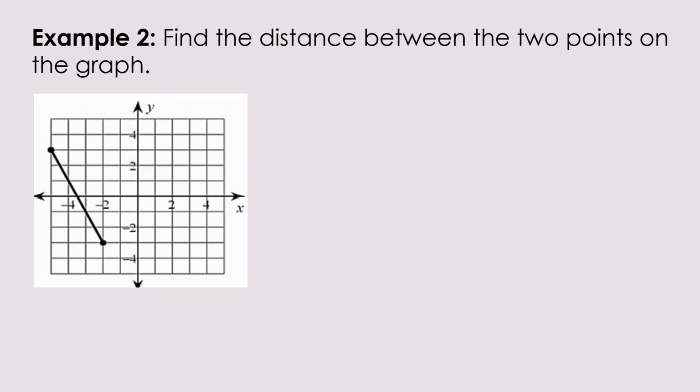On example 2, we're finding the distance between the two points on the graph. It's the same type of problem that we just did, but it's going to be really important that you identify those coordinates correctly, because if you write the coordinates incorrectly, then you're likely to get the wrong answer. So let's look at the graph and look at that top left point. It is left 5 and up 3, so that would be (-5, 3). I'll write that so we can see it a little better. And then the second point, left 2, down 3, so that'd be (-2, -3).